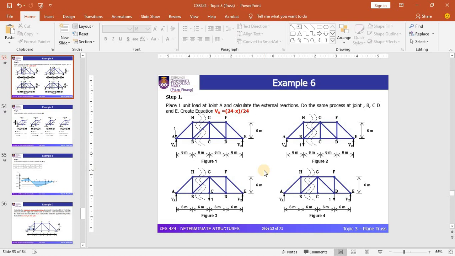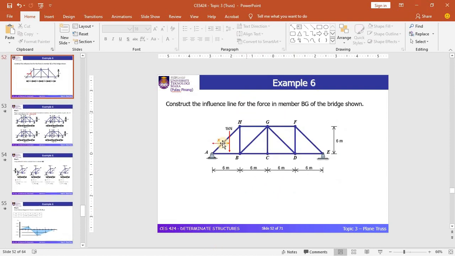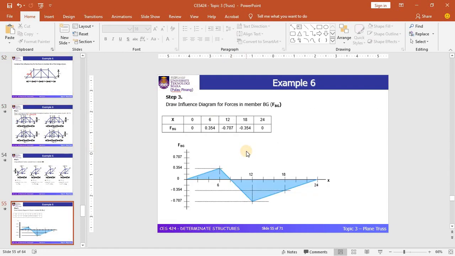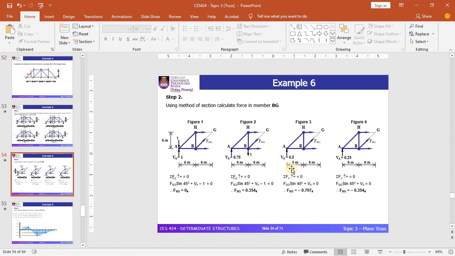I have explained in detail how to get the reaction at the support by using the formula. It's up to you whether you want to draw all the diagrams, or you can simplify this by using the equation that I explained just now. In figure 1 and figure 2, the 1 unit load is on the left side of the cut. In figure 3 and figure 4, the 1 unit load is no longer there. The only difference is the value of VA becomes 0.5 and 0.25 based on step 1 here.